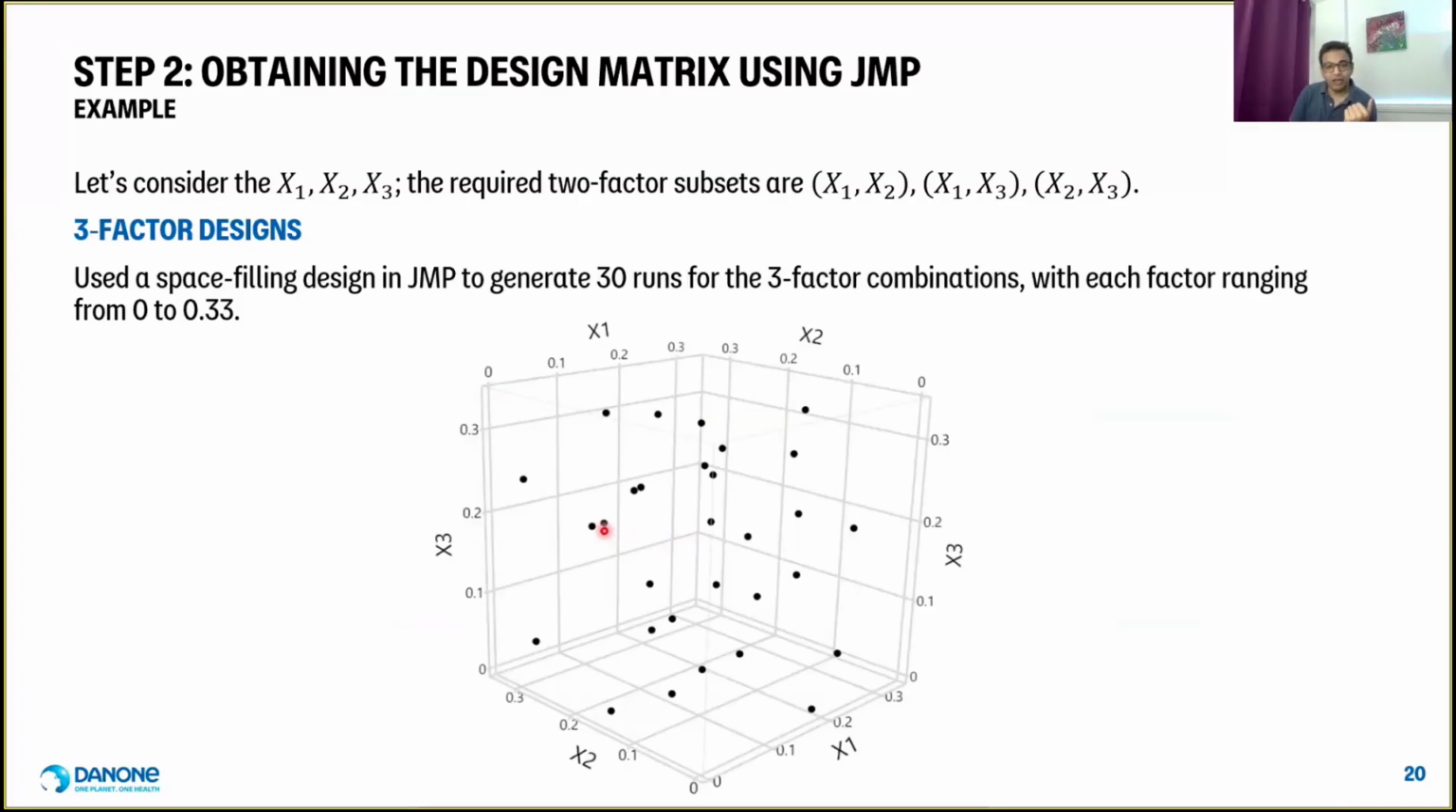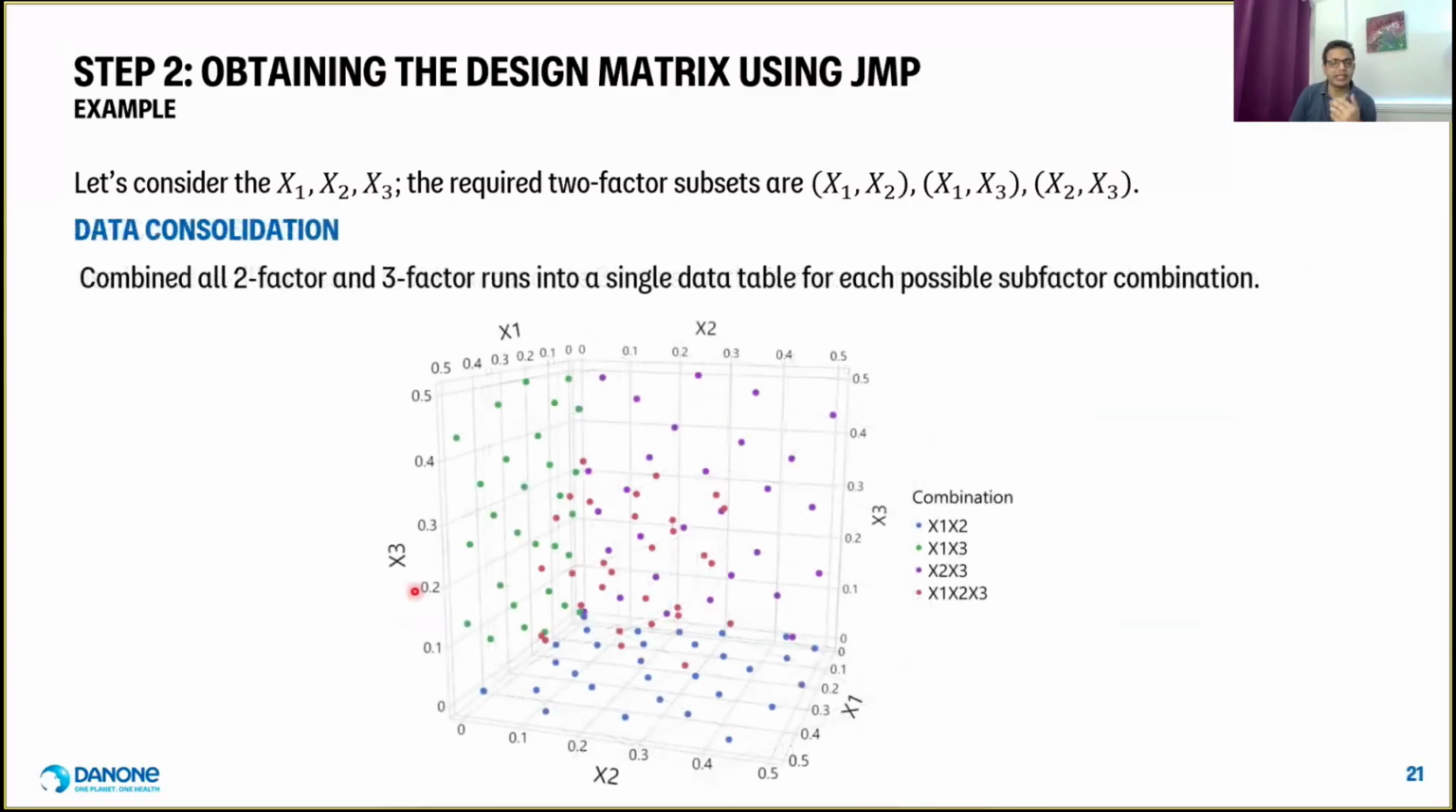We can combine all of these runs now in one table, and if we visualize this, this is how all of these 120 runs look. You can see on the walls, we have our two-factor design runs, and in the middle, which is shown with the red dots over here, we have our three-factor runs. When we are considering two-factor runs, that is 0 to 0.5. And when we are considering three-factor combinations, that is 0 to 0.33.